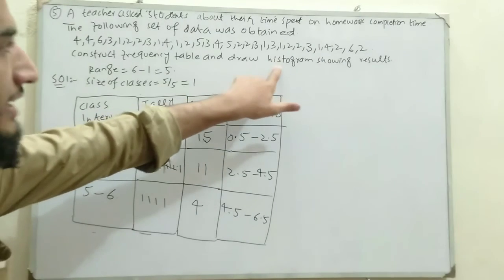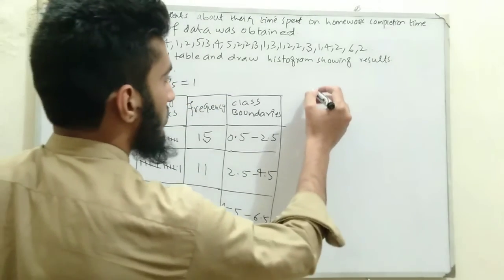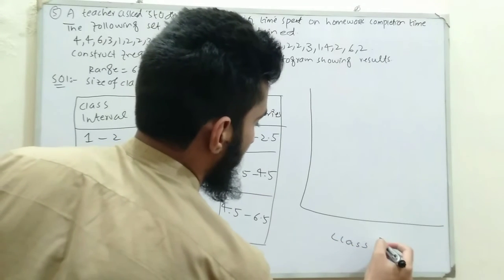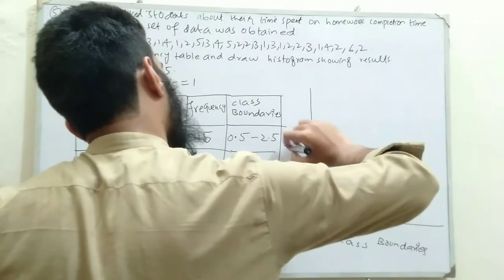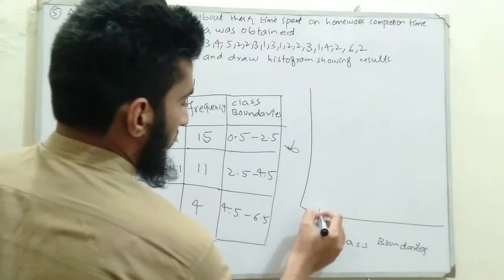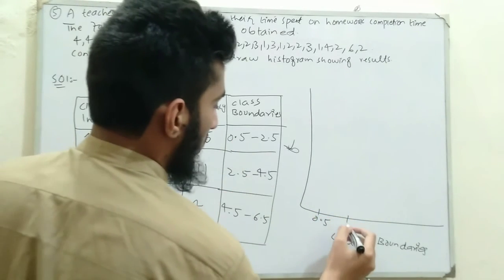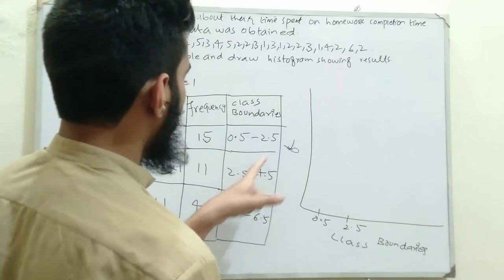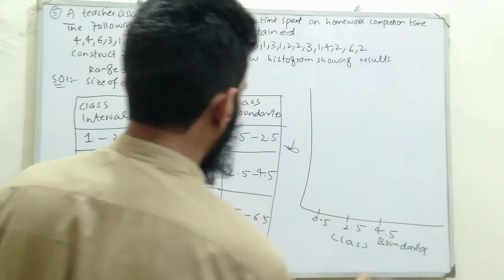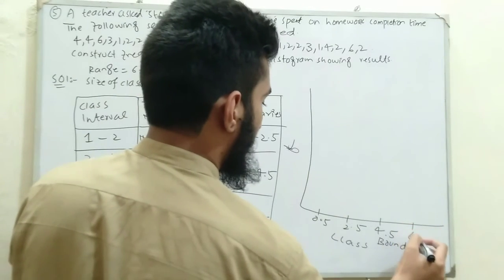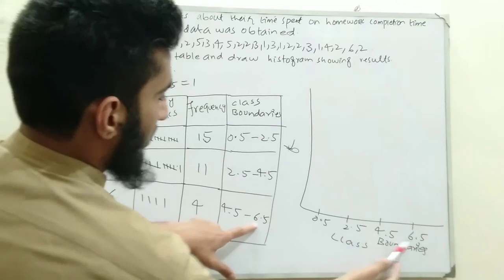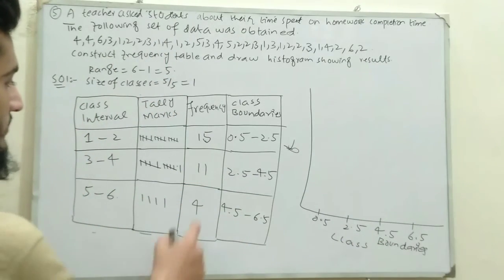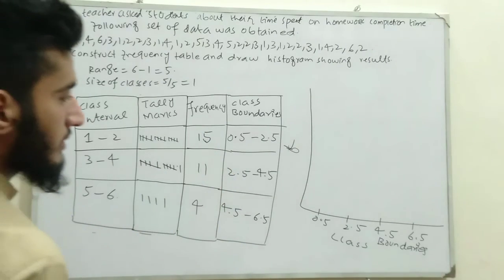Now they also ask us to draw a histogram showing the results. For the histogram, I will draw a graph just like this. Let's suppose these are the class boundaries and this is our frequency f. Our first class boundary is 0.5, the second is 2.5, after this we have 4.5, and the last is 6.5. And the frequencies are 15, 11 and 4.